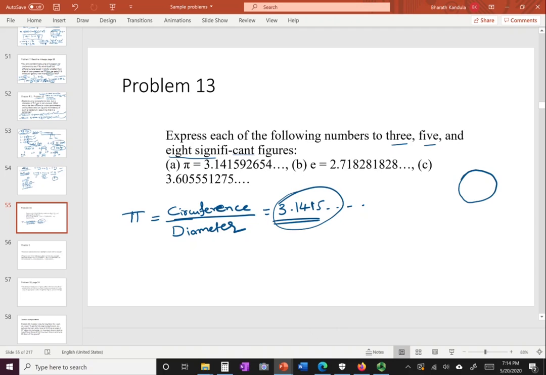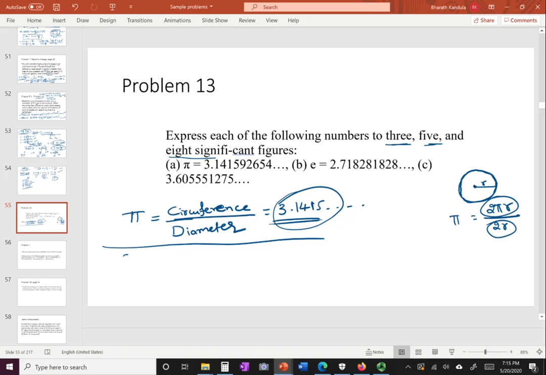Consider any circle. It doesn't matter what the size. Consider any circle and you find the circumference of it, which is 2 pi r, divided by its diameter, which is 2r. Understand? So you will get exactly the pi value. So the circumference to diameter ratio will always give you 3.14159265 and so on. So we now have this number here. We need to write this number with 3, 5 and 8 sig figs.